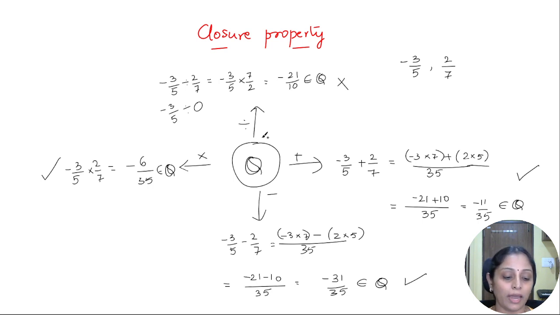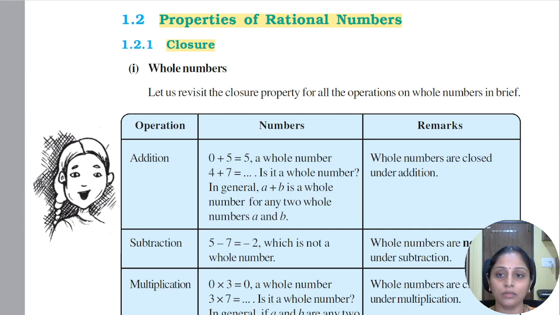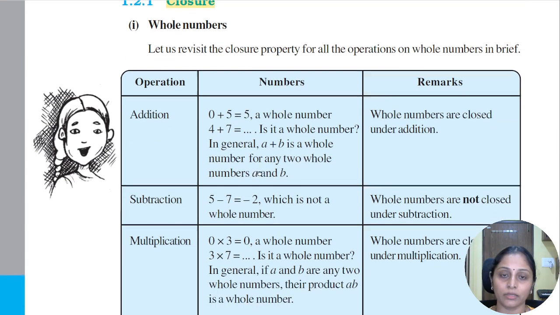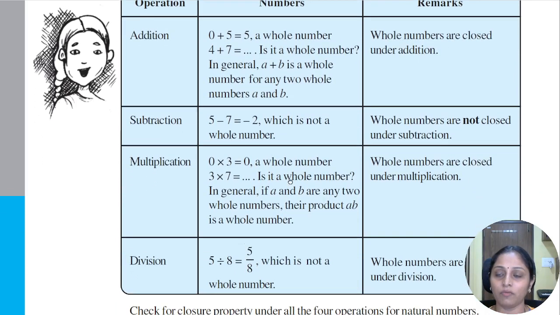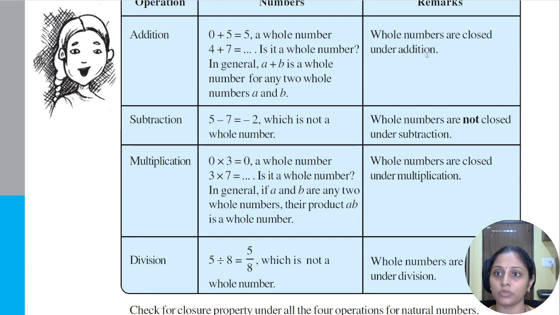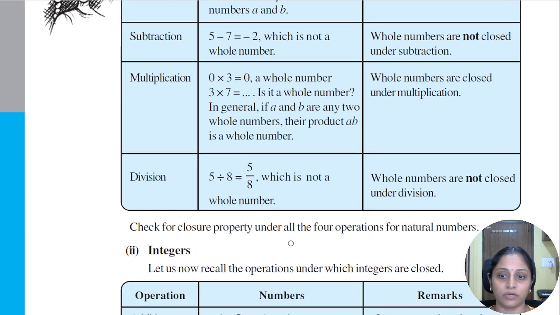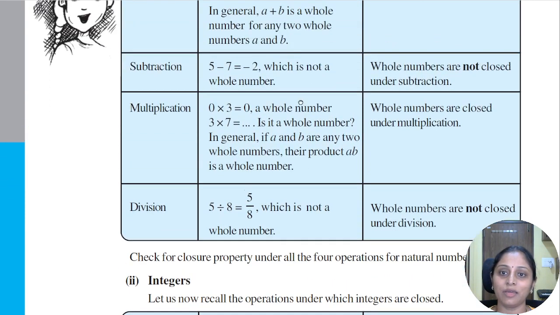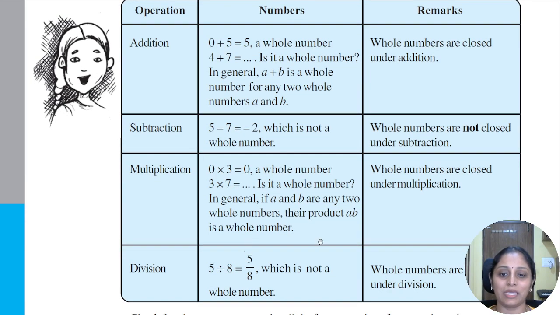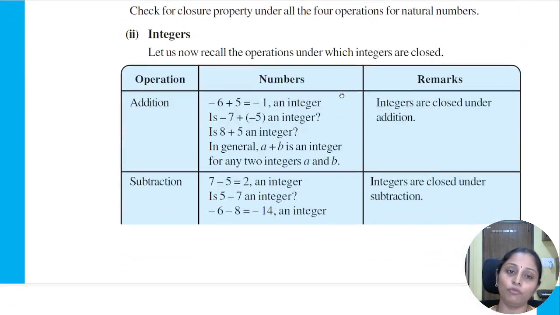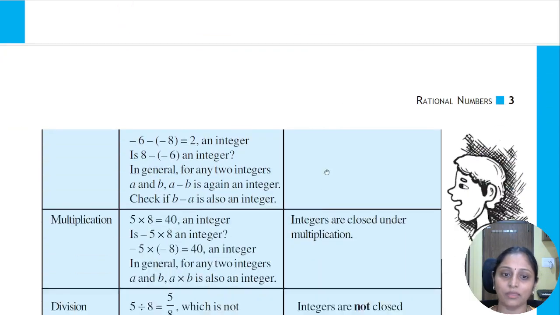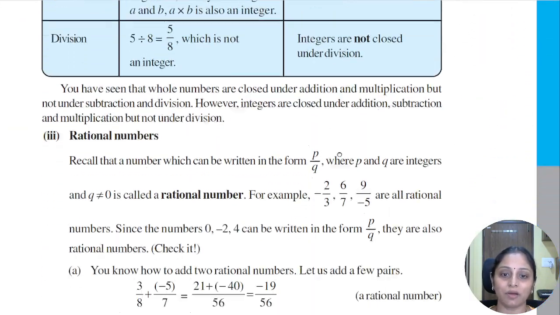Now let us look at what is given in the textbook. They have given in the table format the whole numbers. We have already concluded whole numbers are closed under addition, not closed under subtraction, closed for multiplication, not closed for division, and so on. As we have done, they have taken a few examples and they have checked for it, right? Even for integers, they have done the same thing. They have taken a few examples and they have concluded.